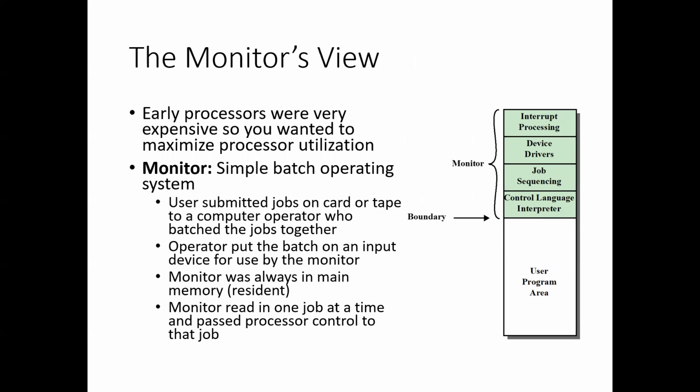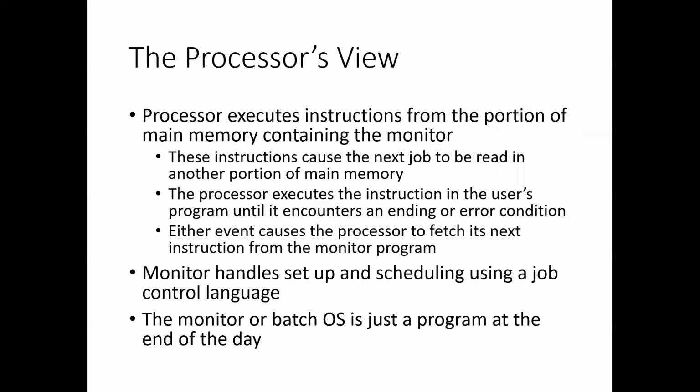One was the monitor, and this was a simple batch operating system. The user submitted jobs on cards or tapes to the computer operator. They batched the programs together. They put the batch on an input device for use by the monitor, and the monitor was always in main memory. So this was a very early operating system. It read in one job at a time and passed processor control to that job.